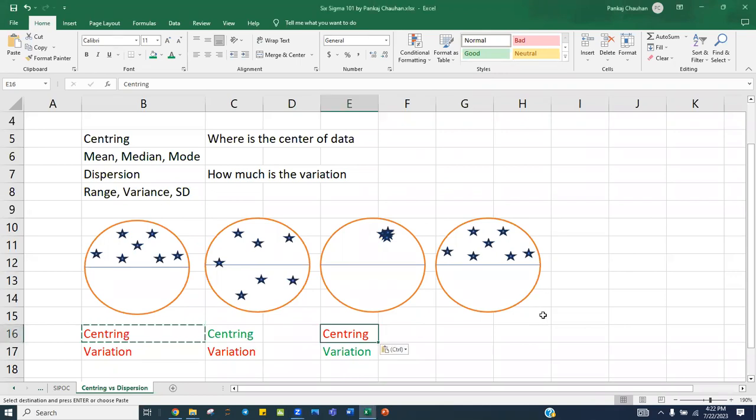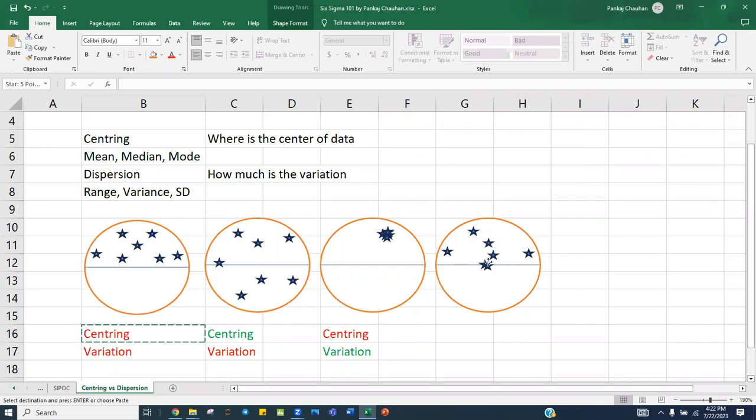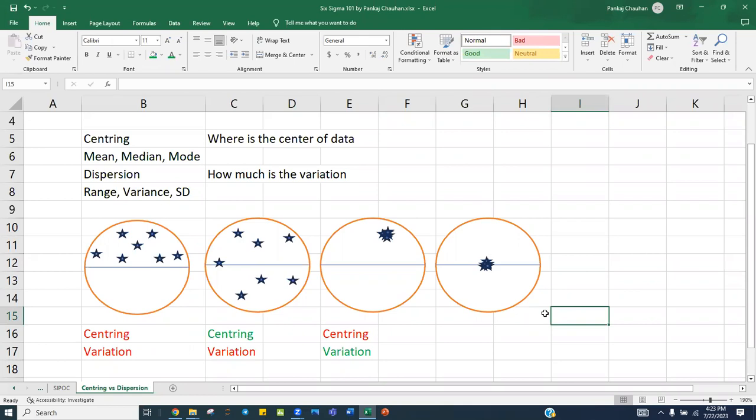Let's look at case number 4, and suppose your data points are here like this. Is there any problem in this data set, which is the fourth example? The answer is no, there is no problem. What I am looking for from my process is that there should not be any variation, and all the data points are very close to each other. There is no variation. At the same time, all the data points are in the center. So I have no issue with the centering as well. And this is the perfect position I wanted to achieve in my data set. This is about understanding the basics of centering and variation differences.